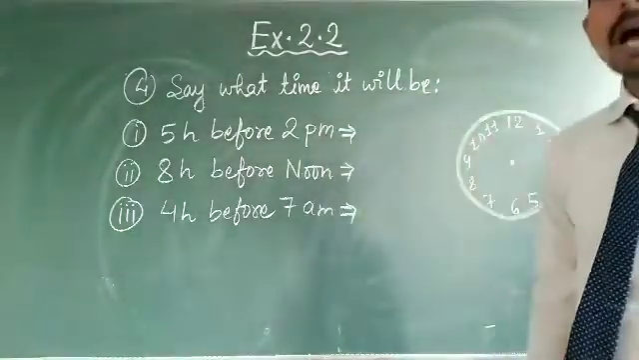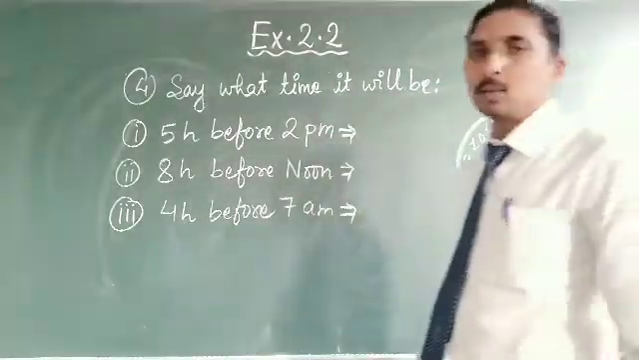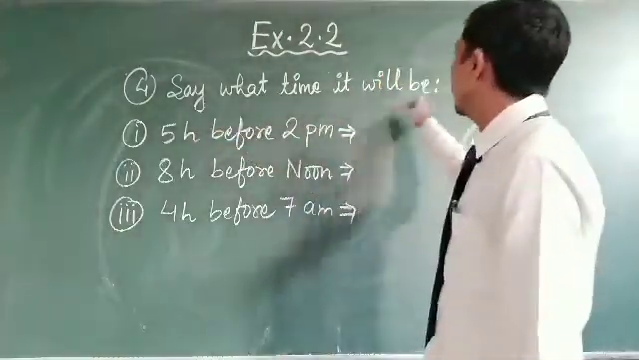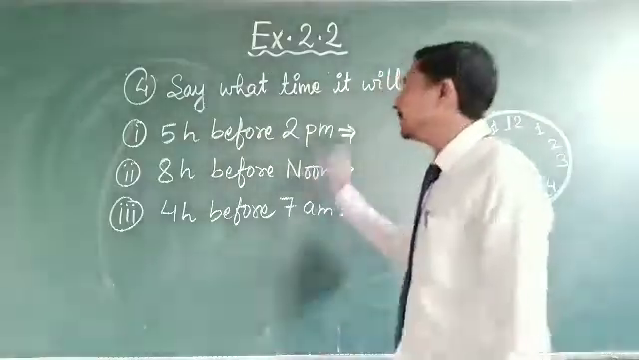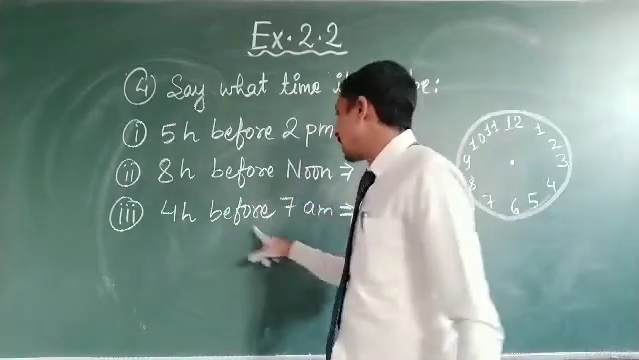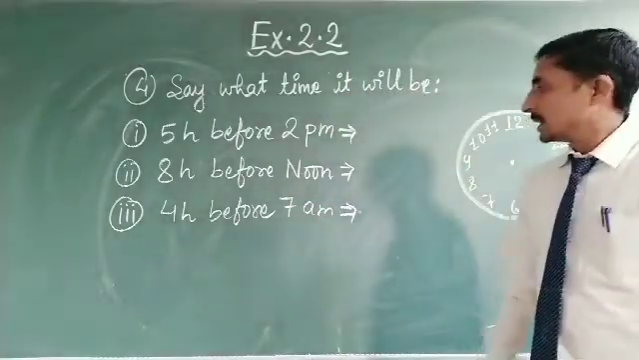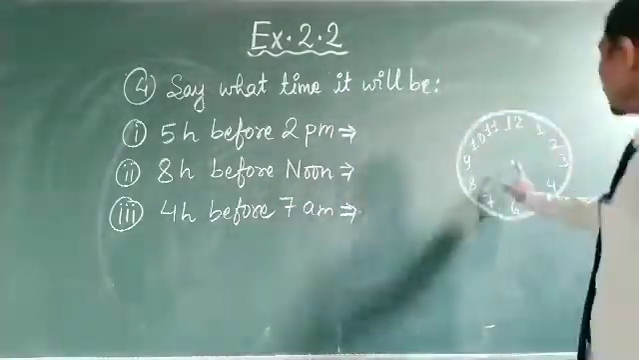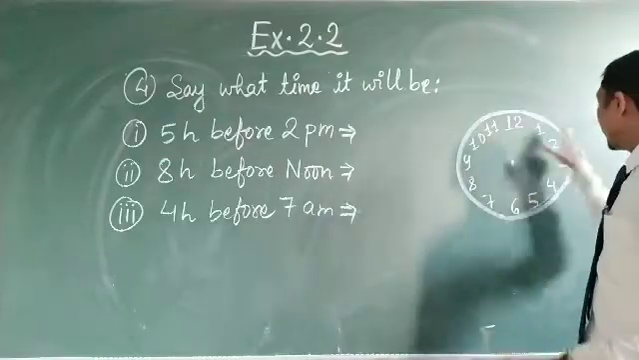Okay students, now we come to question number 4, and question number 4 is say what time it will be. We have to say what time it will be: 5 hours before 2 p.m, 8 hours before noon, and 4 hours before 7 a.m. Now for that we have to make a clock here.